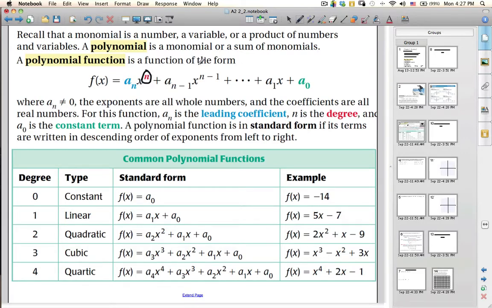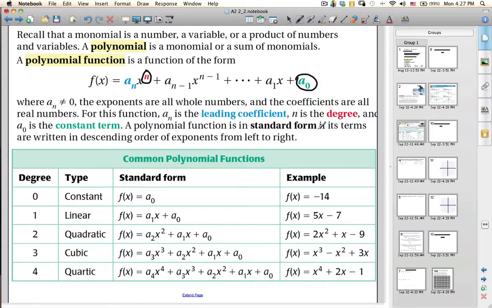So you can see that we go in descending powers as we move to the right, and we end up with the constant. So as long as you arrange your polynomials in descending powers of the individual terms, you're going to be okay. In this case, a sub n, the coefficient with the variable to the greatest power, is called the leading coefficient. Whatever the greatest power is, that's the degree of the function. And a sub 0, the term at the end, is the constant term.